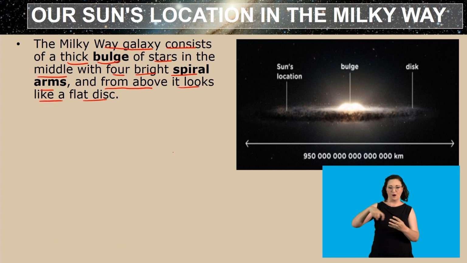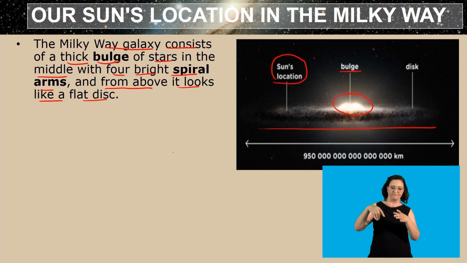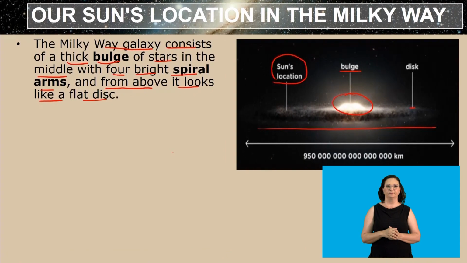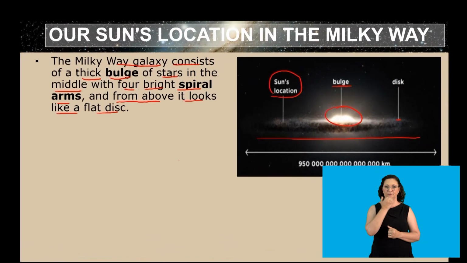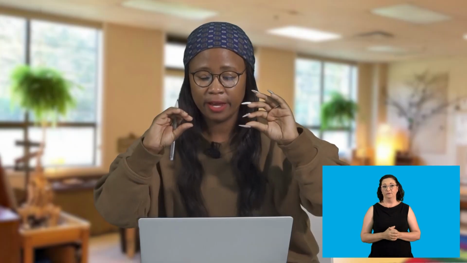If you look at the picture on my right hand side, you can see how the Milky Way galaxy looks like a flat disk. You can see that the sun is located there in one of the spiral arms, and we have our bulge, which is found in the center of our Milky Way, and then we have the spiral arm disk. This is how the structure of the Milky Way galaxy looks from the point of view of the astronomers.